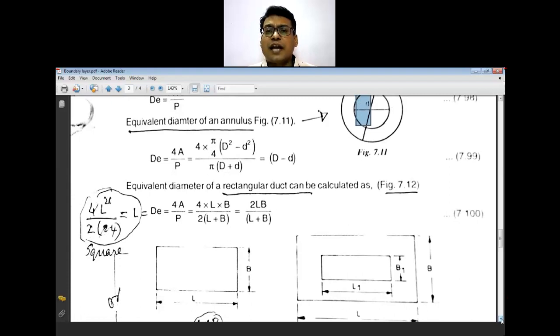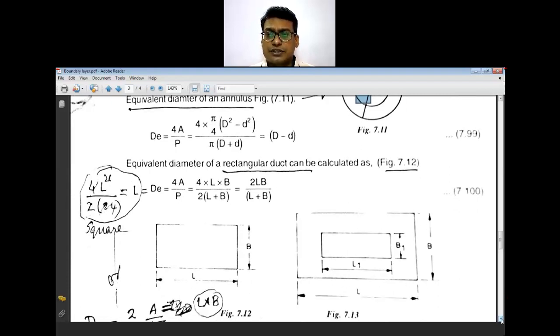Then the equivalent diameter of a rectangular duct, that is 4 into cross-sectional area upon the wetted perimeter. 4 into cross-sectional area is length into breadth, upon the perimeter, 2 times the length plus breadth. So this will be its equivalent diameter. Similarly, you can also calculate for the square also.